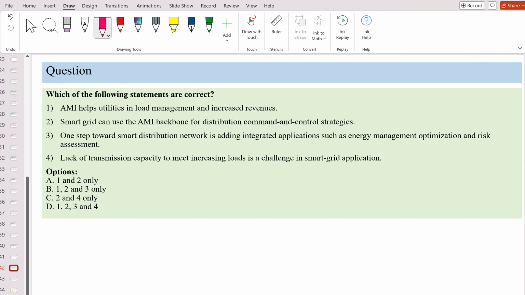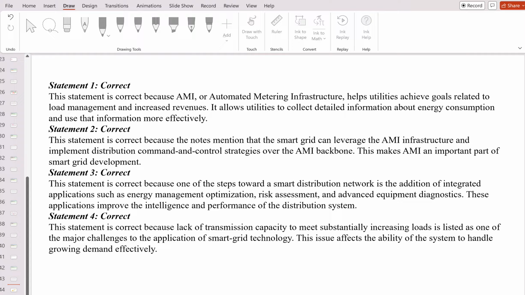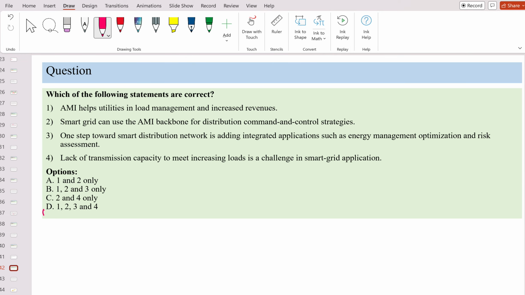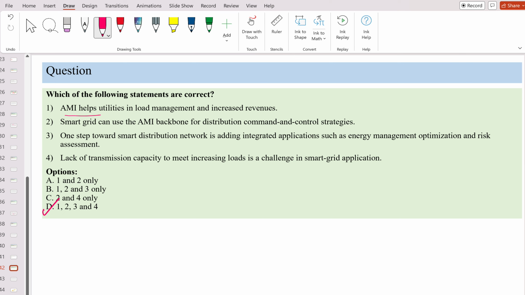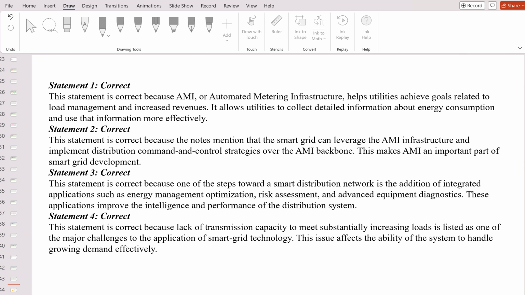Okay, I got multiple answers, option B and option D also. Let me give the solution. All the statements are actually correct, so it's option D. When you talk about the first statement, AMI helps in utilizing load management and increasing the revenue. This is advanced metering infrastructure, which helps in achieving the goals related to load management and increasing the revenue.